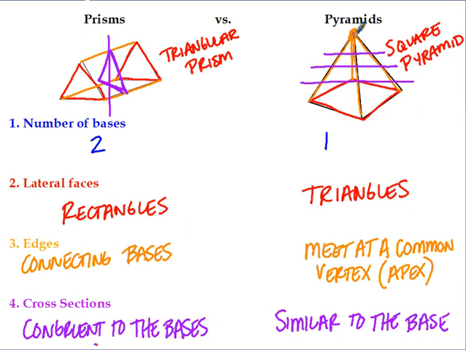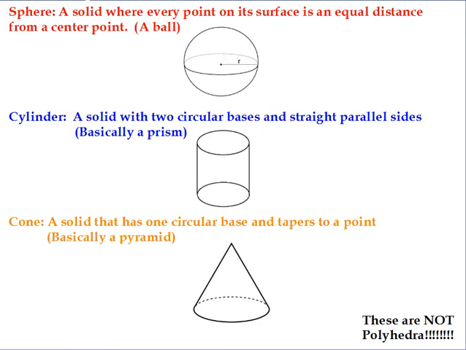And the last thing I just wanted to go over were the three solids that we are going to look at, but they're not considered polyhedra because they have curves. So you can see down here it says these are not polyhedra, but they still do get names. A sphere is just a ball, okay? And it's a solid where every point on its surface is an equal distance. So that just means here I have a radius, but anywhere I would draw that radius, it's going to be the same distance, just like in a circle.